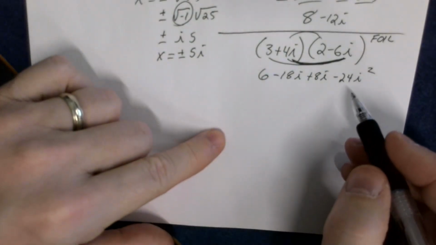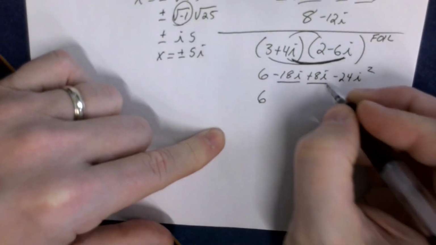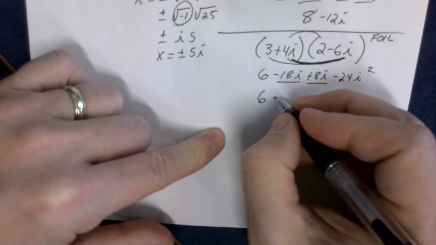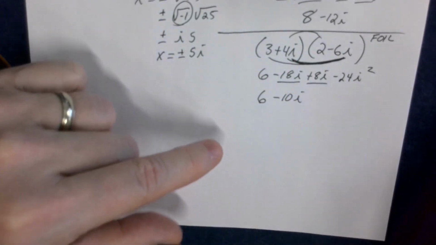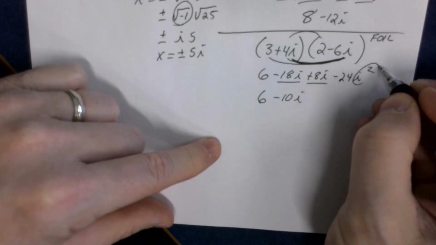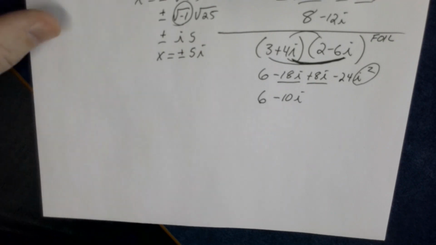And it's at this point where we go to do some more like terms. So I got 6, I got a negative 18i, and a positive 8i is negative 10i. And then this is where I need to go here. Well, i squared. What the heck is i squared? Well, I could just leave it like that, but I think I know something here.